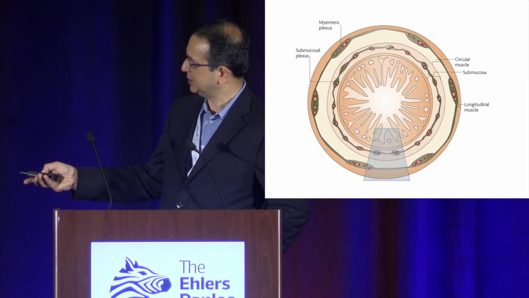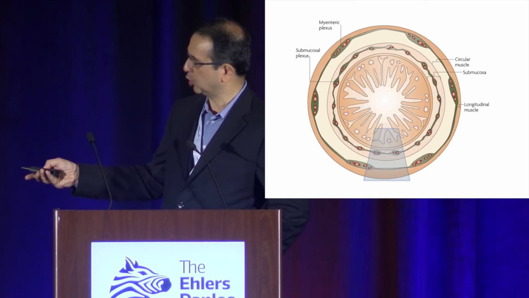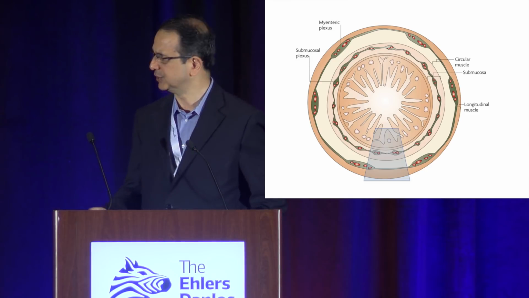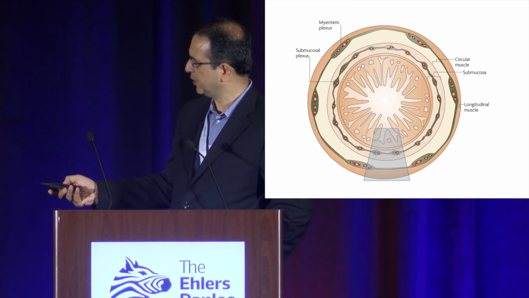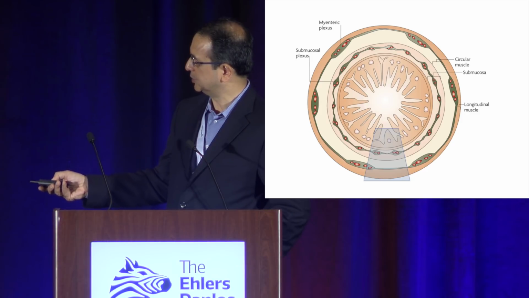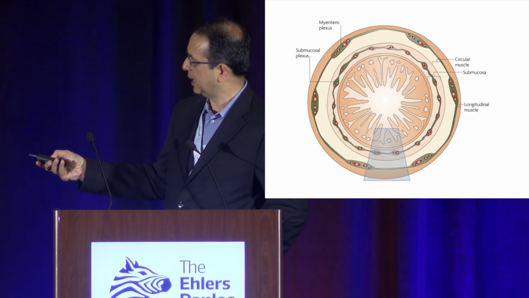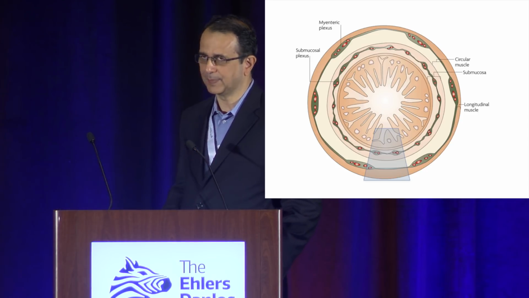Then just underneath this lining of cells, or the mucosa, is an area called the submucosa, which is very rich in immune cells. And there is also a very rich nerve supply called the submucous plexus. And then after that, you have two muscle layers. You've got an inner circular layer and an outer longitudinal layer. And between the two muscle layers, there's another plexus of nerves called the myenteric plexus.